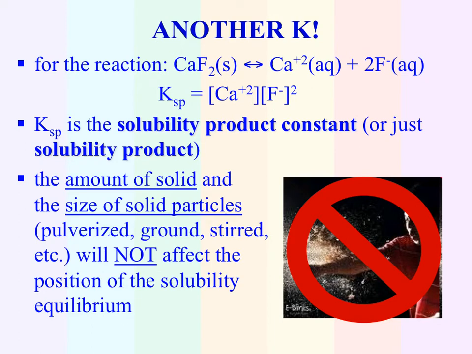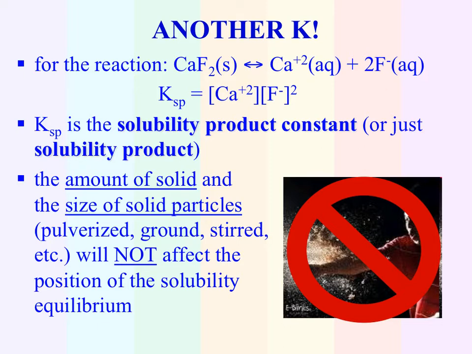And so basically we've talked about K for several chapters now. And when we write our K value for the ionic compound and its ionization or solubility in water, we write K sub sp, and that's known as the solubility product constant, or just solubility product.